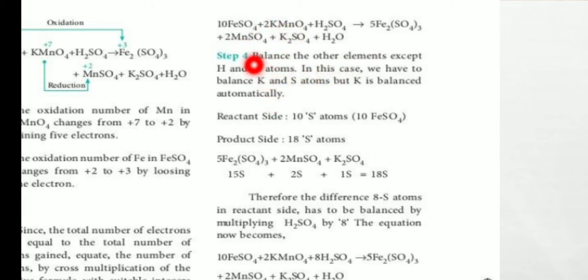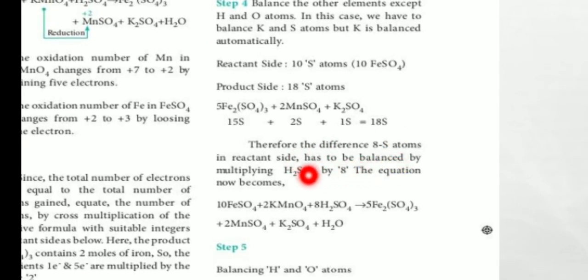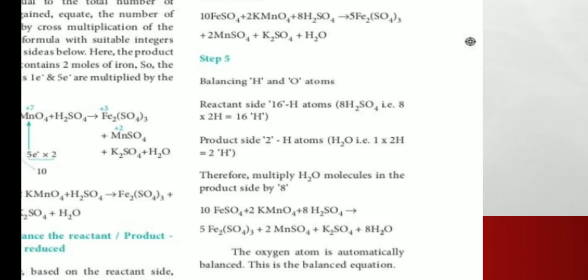Step 4. Balance the other elements except hydrogen and oxygen atoms. In this case, we have to balance K and sulfur atoms, but K is balanced automatically. Reactant side has 10 sulfur atoms from 10 FeSO4, while the product side has 18 sulfur atoms: 15 plus 2 plus 1 equals 18. Therefore, the difference of 8 sulfur atoms on the reactant side has to be balanced by multiplying H2SO4 by 8. The equation now becomes 10 FeSO4 plus 2 KMnO4 plus 8 H2SO4.